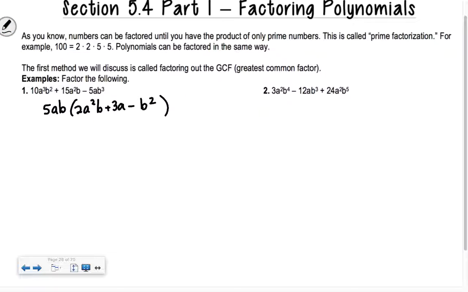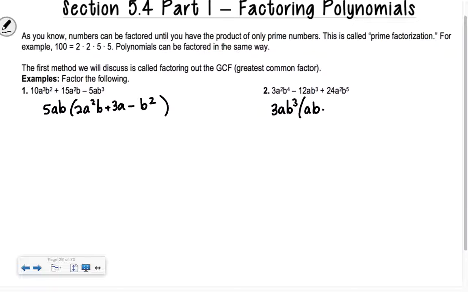So I'm going to look for a GCF. So I have 3, 12, and 24, so I pull out a 3. I have a squared, a, and a squared, so I pull out an a. I have b to the 4th, b cubed, and b to the 5th, so what do I pull out? B to the 3. So when I multiply back in, I'm saying, what will I need in order to get 3a squared b to the 4th? So I would need another a and another b.